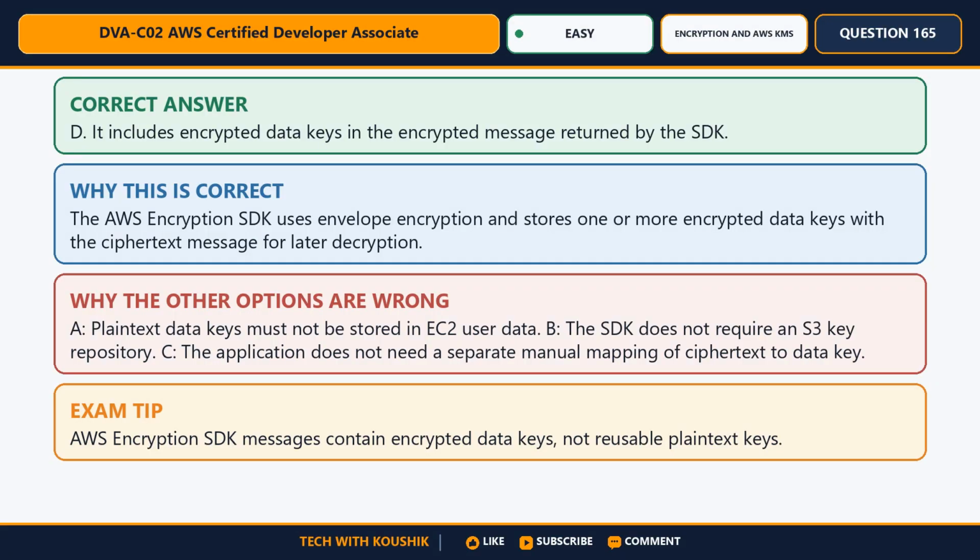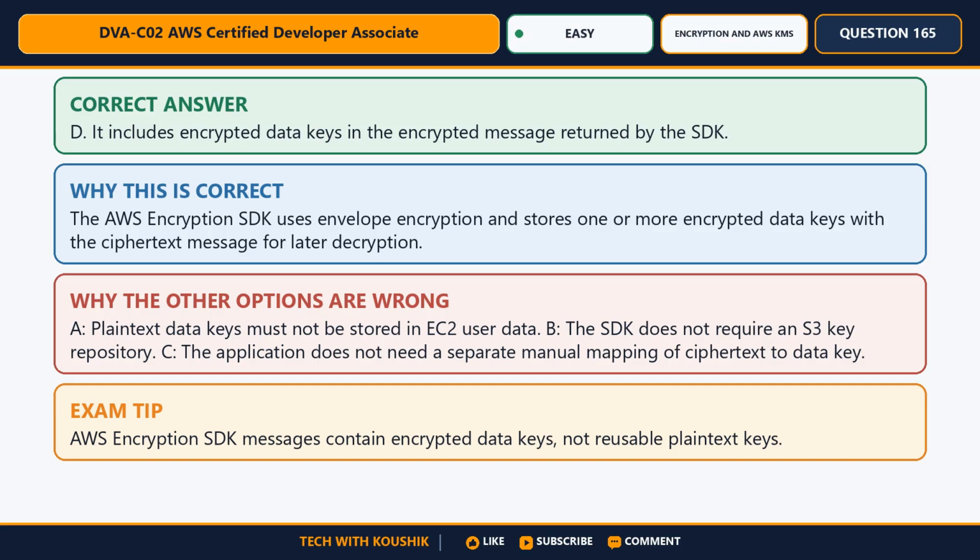The correct answer is D. It includes encrypted data keys in the encrypted message returned by the SDK. Here is why. The AWS Encryption SDK uses envelope encryption and stores one or more encrypted data keys with the ciphertext message for later decryption. Why are the other options not correct?